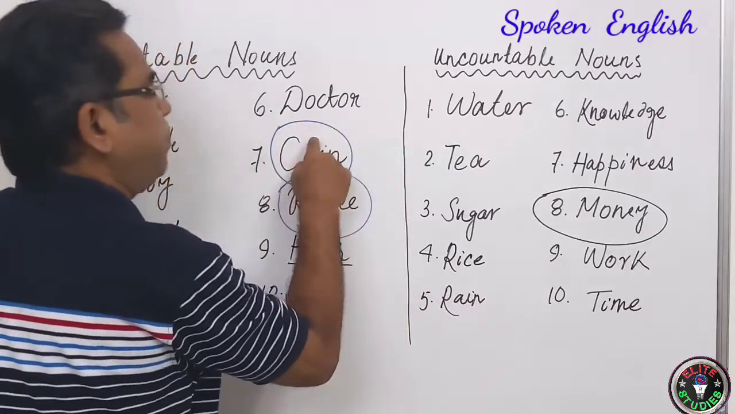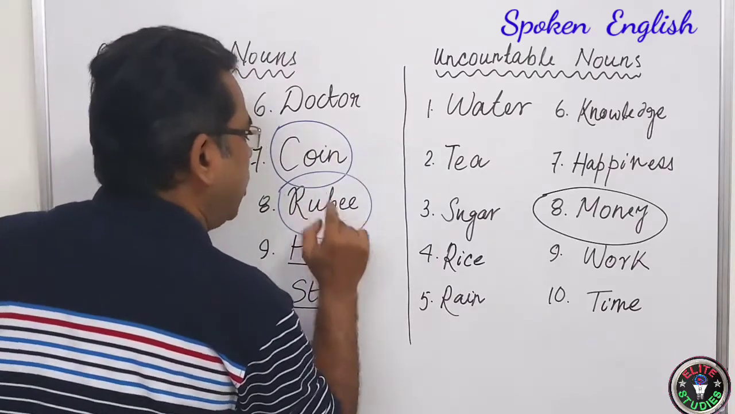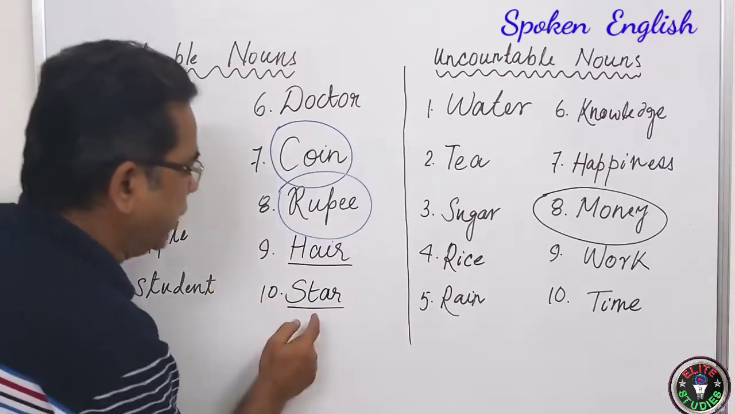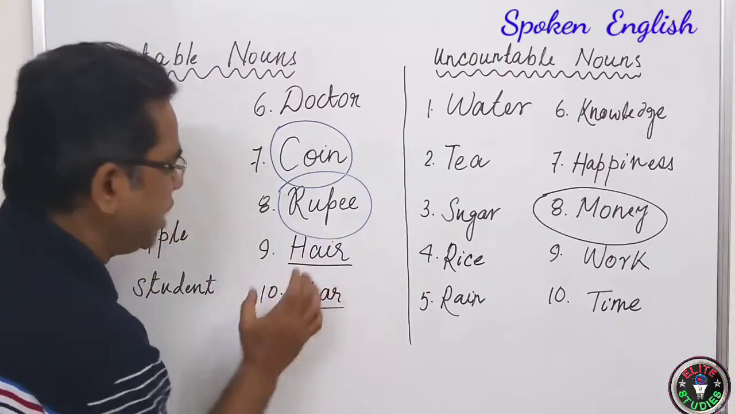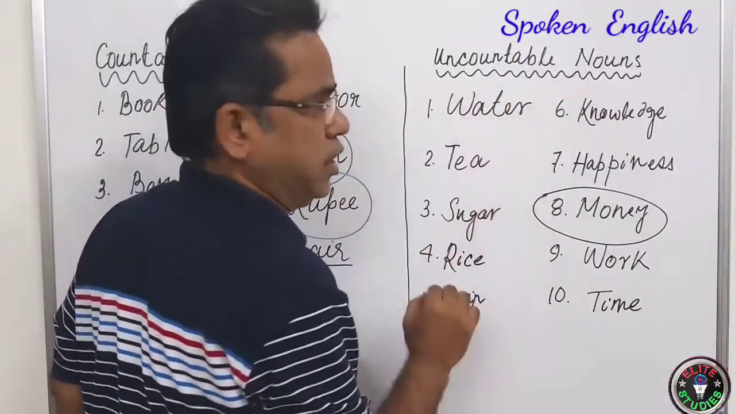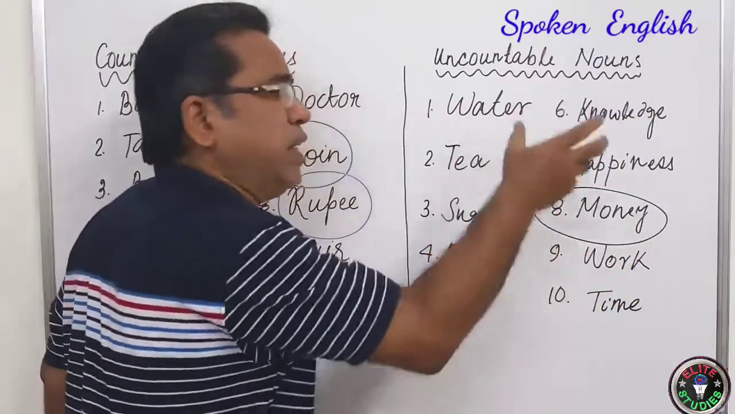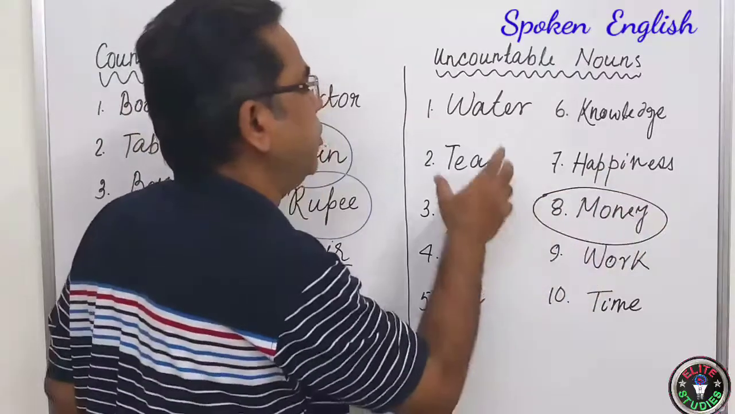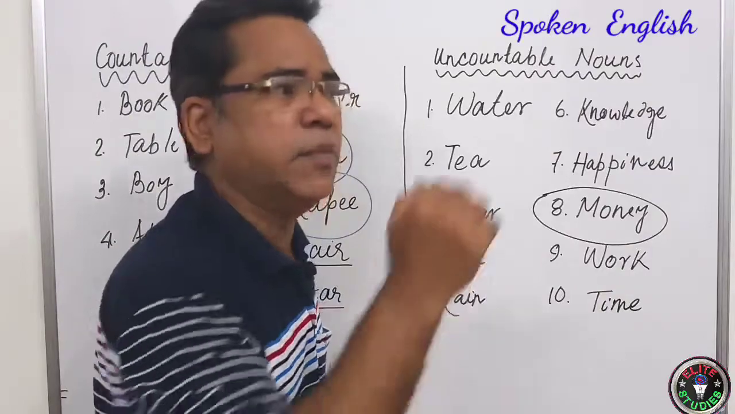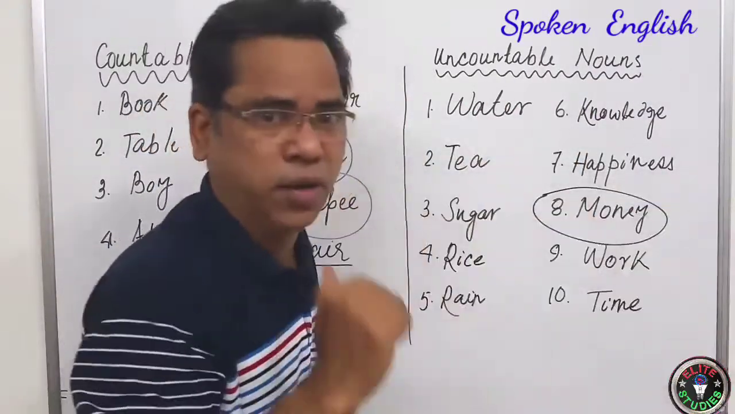I have 50 coins in my pocket, and I have 1,000 rupees in my purse. I got 2 hairs in my food. There are 5 stars, so there are many stars. You can use many here, but you cannot use many here. There is much water in the jug, not many water. I need much tea. No harm, you can use much. There is much tea in the hot pot, and all of you will get it. So don't worry.